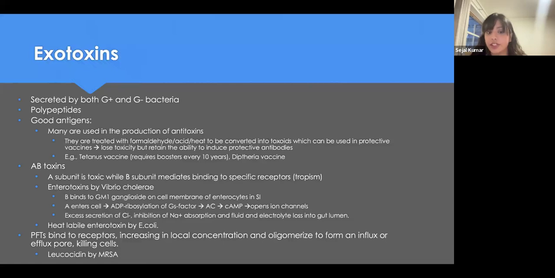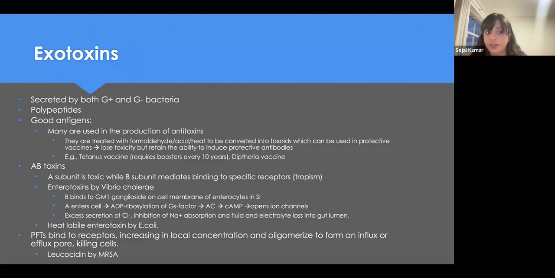So basically, you can treat them with either acid, heat, or formaldehyde, and you can convert them to toxoids, which can then be used in vaccines because they're no longer toxic, but they still retain the ability to induce protective antibodies. And these are successful vaccines as well. So the tetanus vaccine, which requires a booster every 10 years, and the diphtheria vaccine, which doesn't require a booster if the dosage schedule has been followed in childhood.